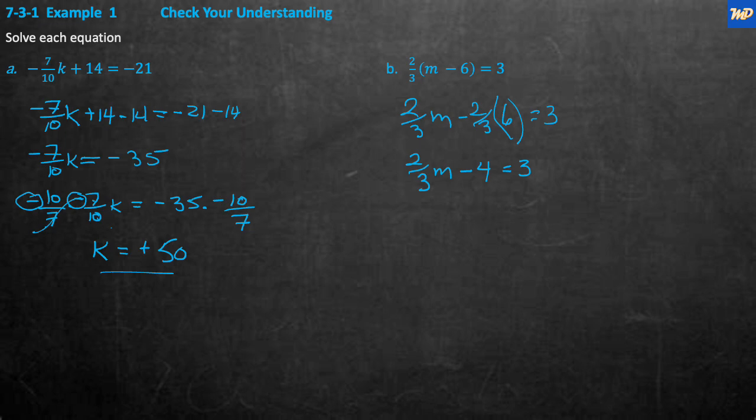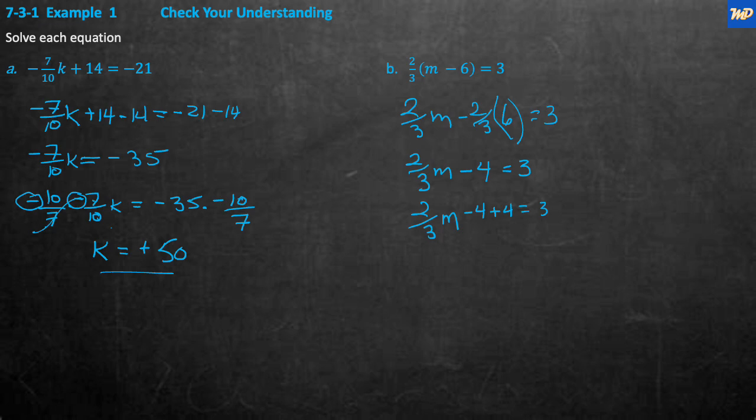So we're going to get rid of the minus 4 now. So 2/3 m minus 4 plus 4 equals 3 plus 4. Okay, sorry, I can't write very well. Plus 4. I'm going to erase that. Give me a second, people. Where's my eraser at? Okay, look at that. Magic.